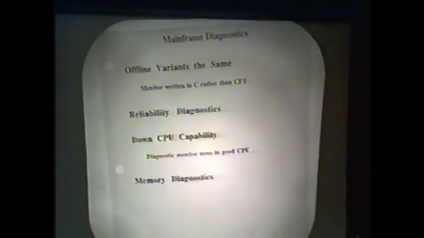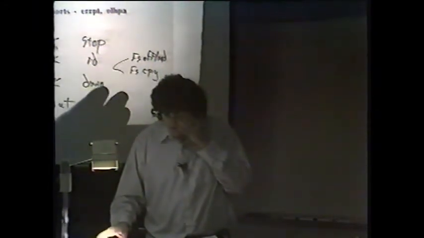Diagnostics are all the same. You have the capability of running the same diagnostics in COS as you do in UNICOS. The offline variants are the same, SRA, VRA, all those sorts of things. The monitor is written in C rather than Fortran for those diagnostics. You also have down CPU capability. There's a CPU command with the ability to down a CPU, and with the disk command, the ability to down disks. Memory diagnostics are also identical.